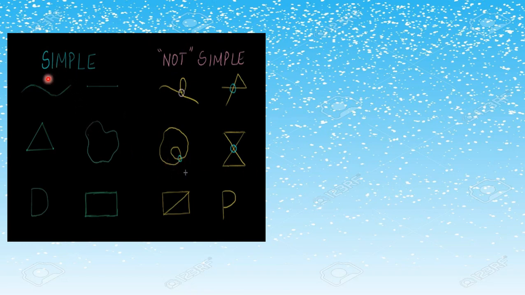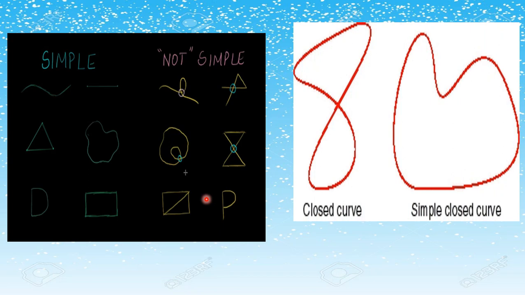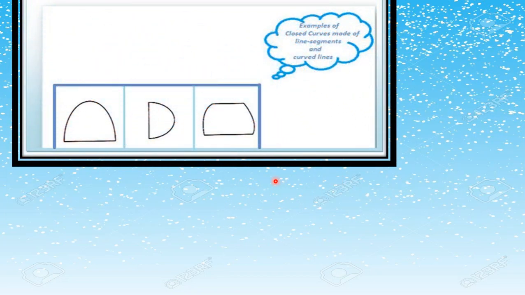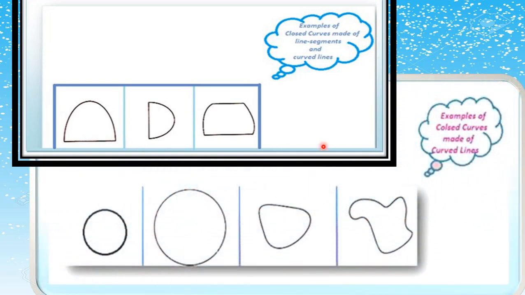Here we can identify that all these figures are simple curves and these are not simple, and this is a simple closed curve. Now in this figure, the three images shown are closed curves made of line segments and curved lines. Similarly one more example: closed curves that are made of only curved lines.